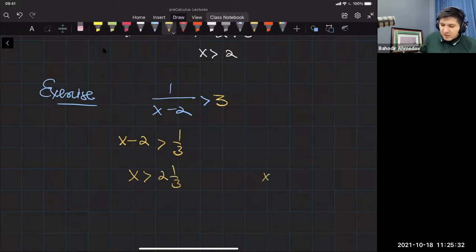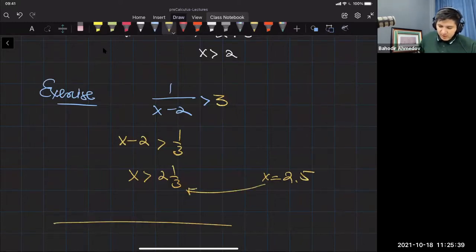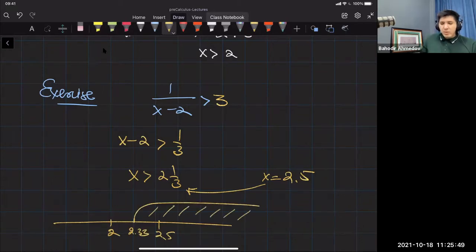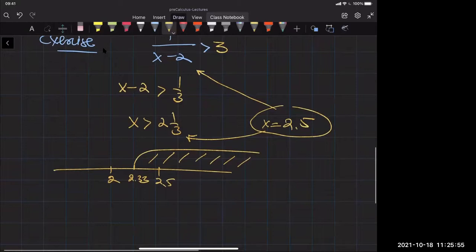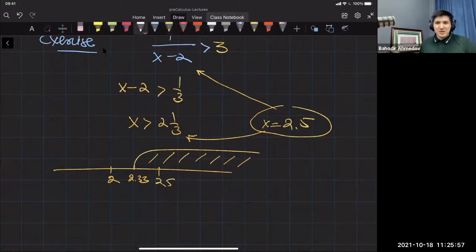For example, x equal to 2.5 is from this interval, right? Because this interval is 2, 2.5, and somewhere here, 2.33. Right? Okay, so let's just substitute this into here. What will you get? Because if this is the solution, you need to check this. You can check this by just putting this into your inequality.